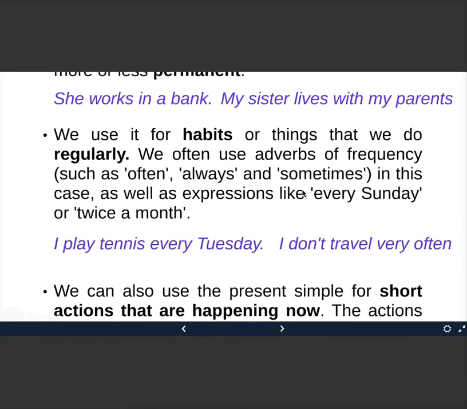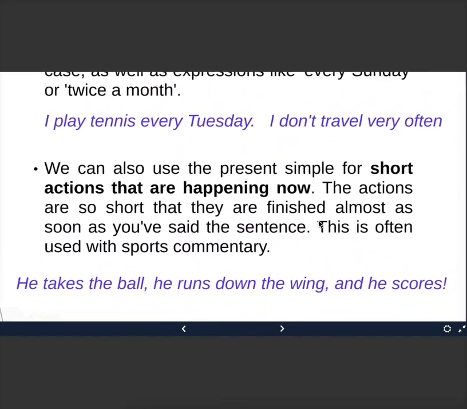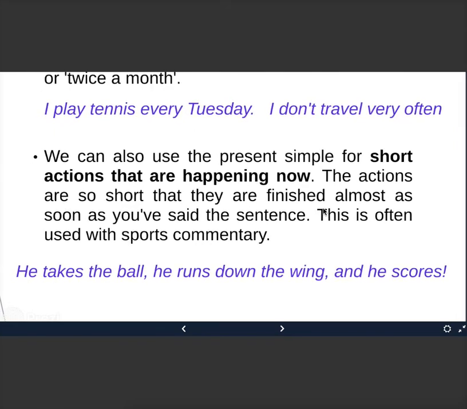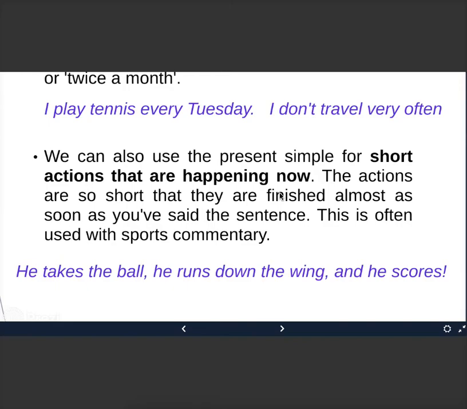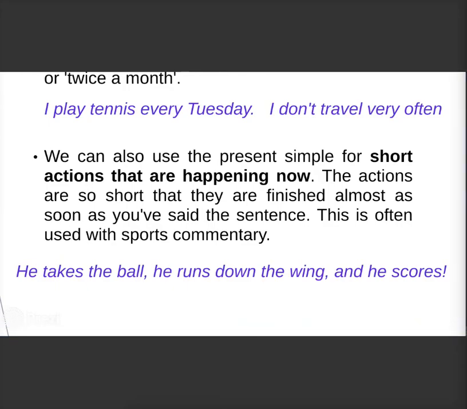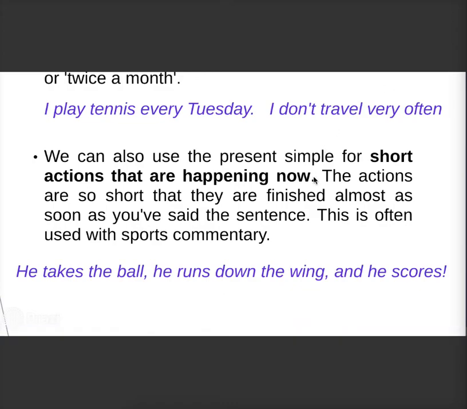And finally, guys, we have another use. Look at this one. We can also use the present simple for short actions that are happening now. No se vayan a confundir acá, amores, con este happening now, porque recuerden que lo que usamos para hablar de eventos que están ocurriendo en este momento, pues es el continuo. Pero el presente simple tiene una forma para utilizar pues estas acciones. Miren esto. You can use it to talk about short actions.